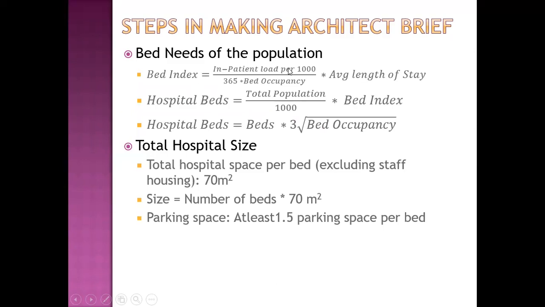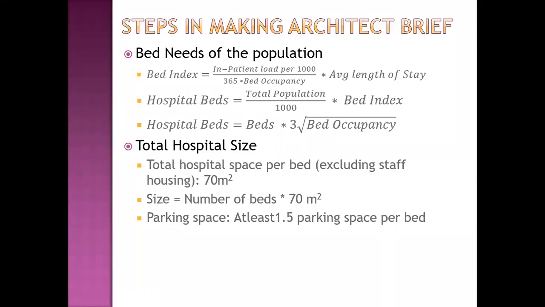Then bed needs of the population. First of all, we calculate bed index, which is equal to inpatient load per thousand population divided by 365 multiplied by bed occupancy. And this fraction is multiplied by average length of stay. Then hospital beds should be total population multiplied by bed index divided by 1000. And we should increase the number of beds calculated by this formula, as hospital beds is equal to beds calculated by this formula multiplied by 3 times the square root of bed occupancy.